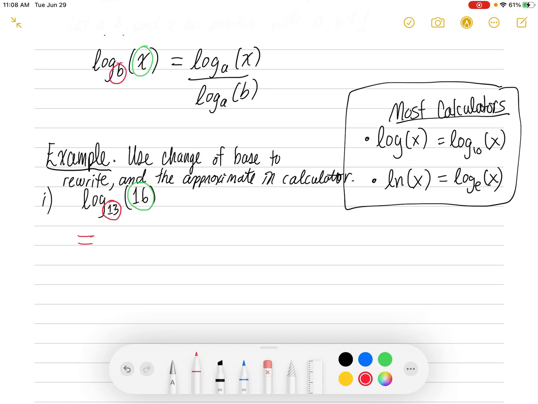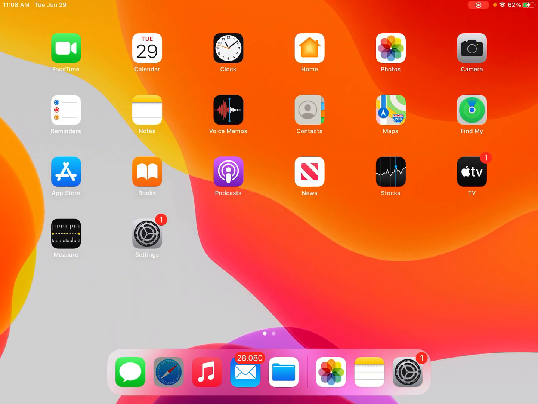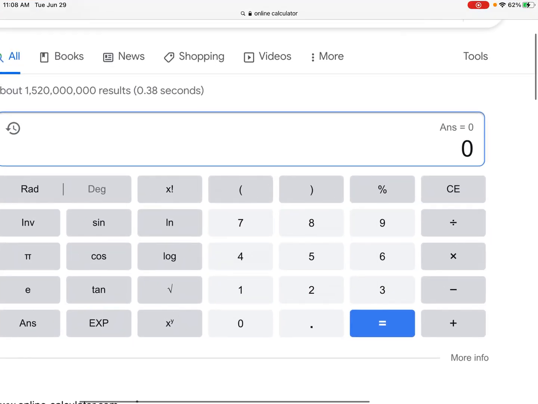So I'm going to use the change of base formula. This is my x right here, the green one, and the b is my 13. I can change to any base a that I want, as long as it's a positive number that's not 1. So you can change this to base 10 or base e. We're going to change this to just ordinary log of 16 divided by the log of 13.